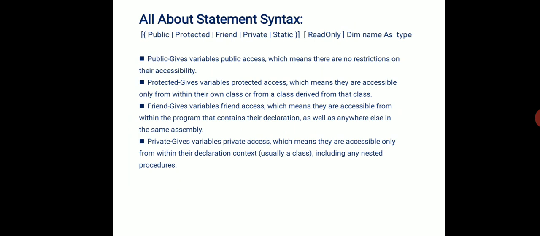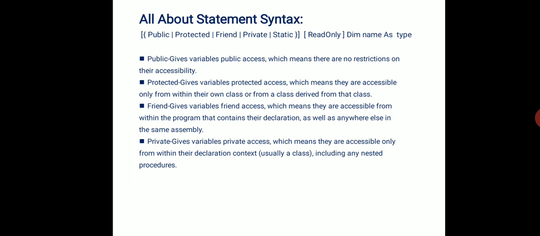So these are optional: read only, or public, protected, up to static. These are all object oriented concepts you have already studied in C++. First one is, you can use either public or protected or friend or private or static with the name of the variable. So you can declare a variable as public, protected, friend, private, static or read only. Okay, so what is this public?